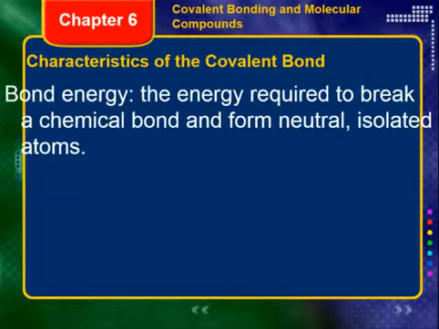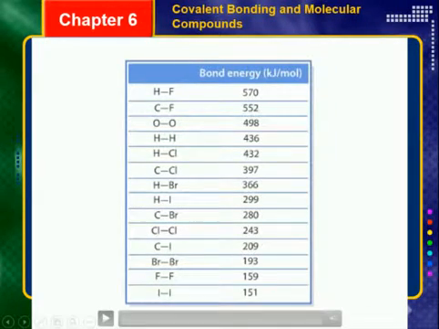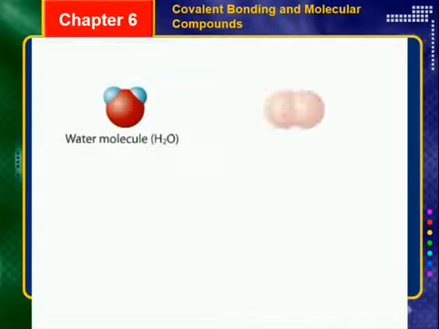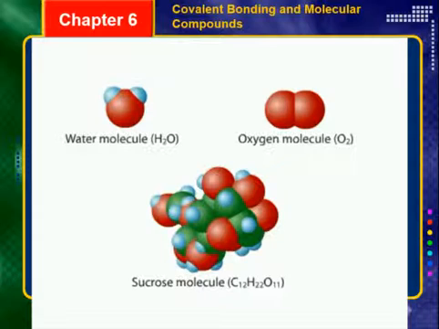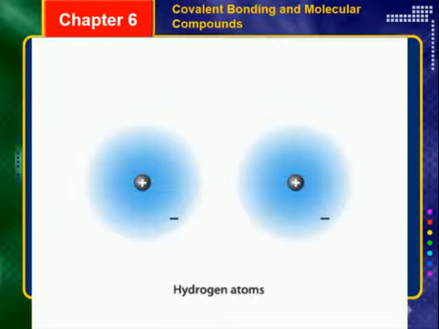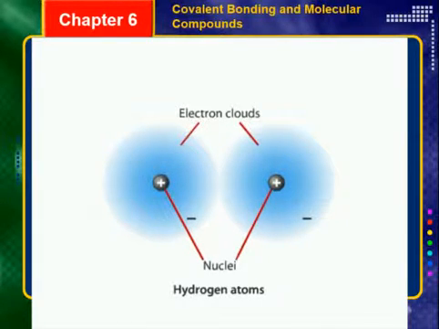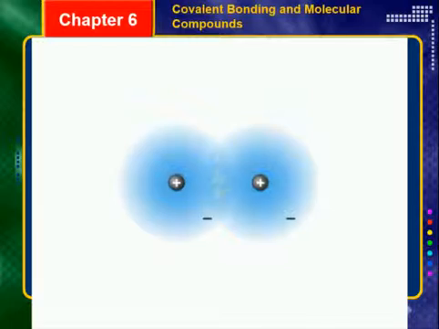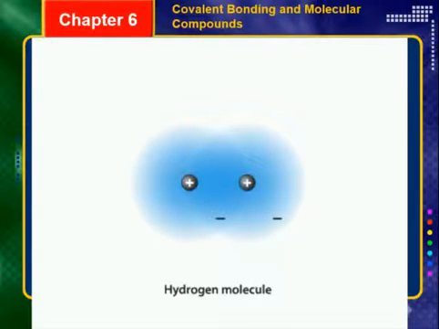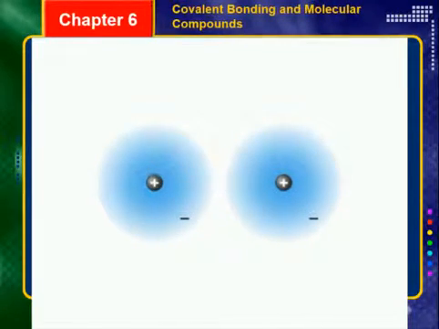The other characteristic of a covalent bond is bond energy. Bond energy is the energy required to break a chemical bond and form neutral, isolated atoms. Chemical bonds form when reacting atoms reach a lower potential energy when bonded than those same atoms would have as independent particles. In forming a covalent bond, electrons are shared and energy is released. The same amount of energy is needed to break them apart.